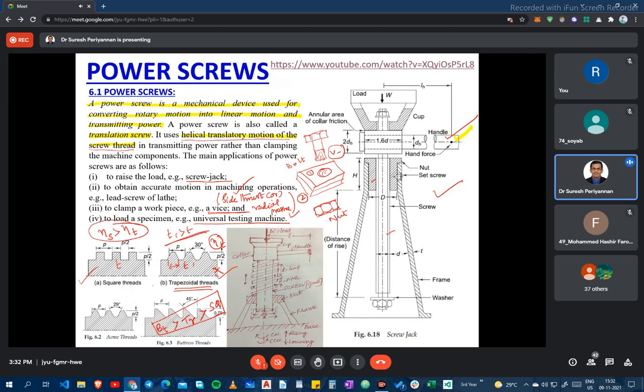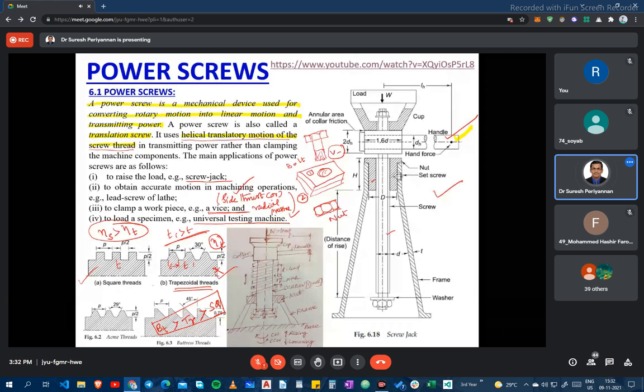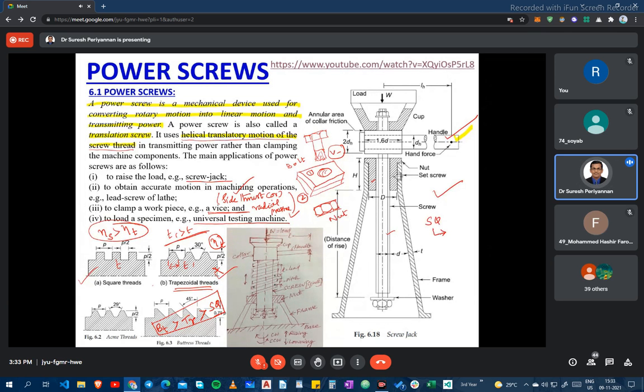These are the types of threads. Finally, we come to some conclusion about these threads. Finally I will tell you a few applications of each thread. Square threads can be used in screw jacks, and also in press machines, and also they can be used for clamping devices. These are the square thread applications.